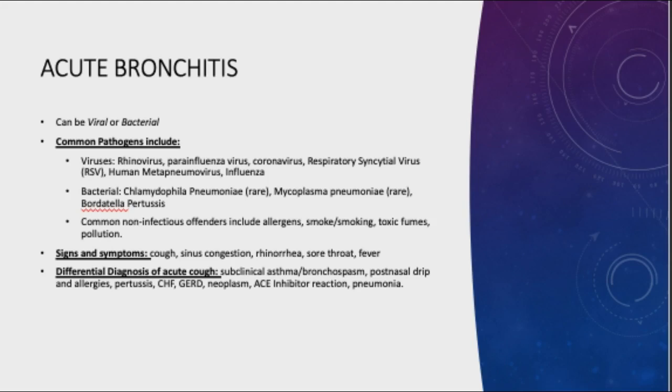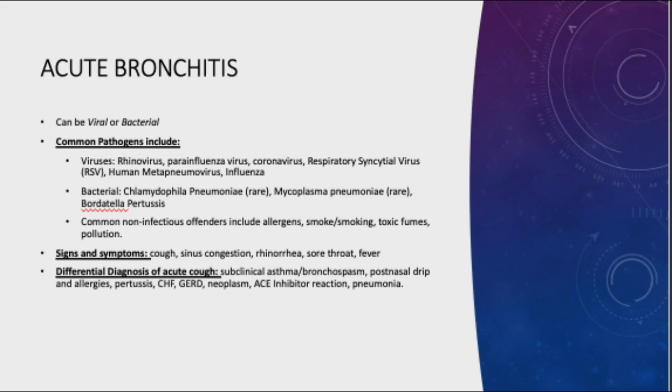So some of the differential diagnoses of an acute cough, so just some other things that you may need to rule out. You don't always want to just automatically diagnose a patient with acute bronchitis, but you want to make sure that you're looking at all different angles. So you want to make sure they're not having a subclinical asthma exacerbation or a bronchospasm. You want to make sure that maybe they don't have a postnasal drip going on, allergies. This is very common from May to October, so kind of on the opposite side of what we talked about originally for acute bronchitis.